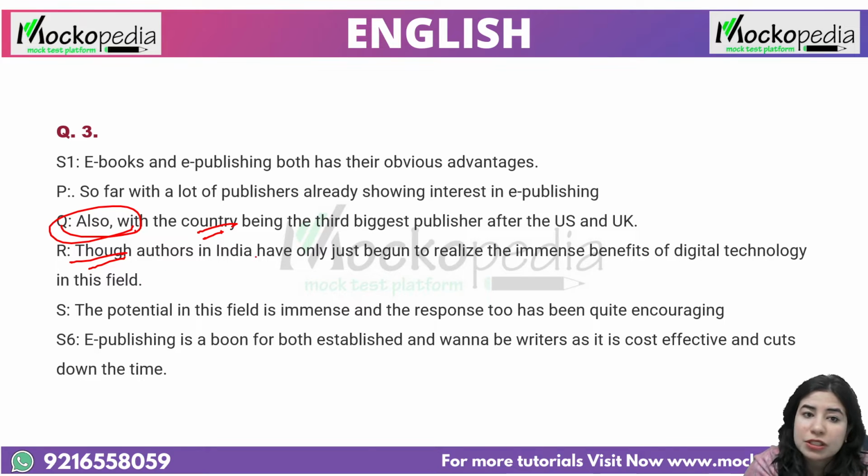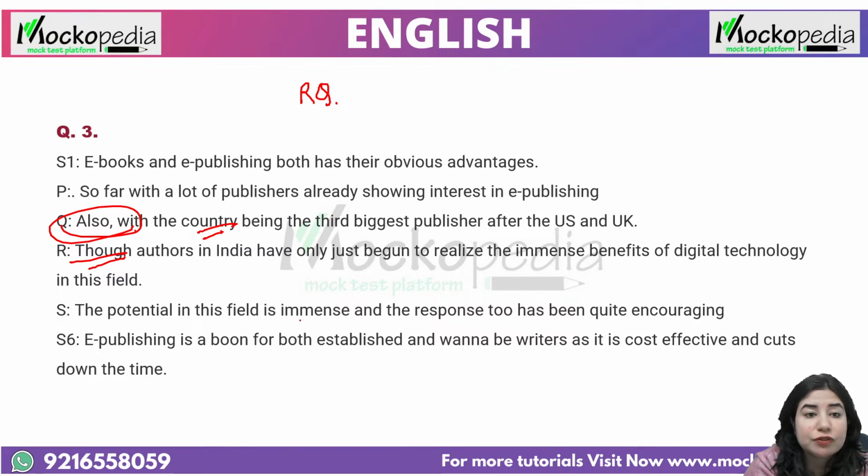How? See, authors in India have only just begun to realize the immense benefit in this field, and with the country being the third biggest publisher after US and UK. So, which is the country? India. In other sentences, we are not getting this clue. So, for sure, you can come to this conclusion that R and Q will act as a mandatory pair. I hope I make sense. Now let's see what is the next combination that we can go for.